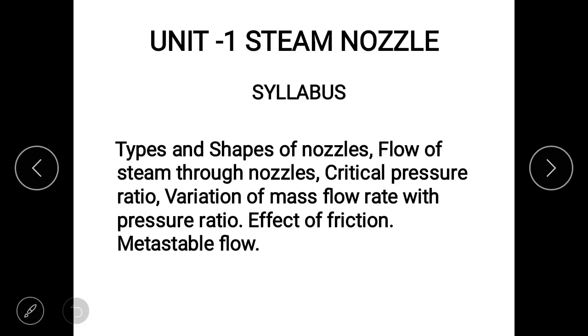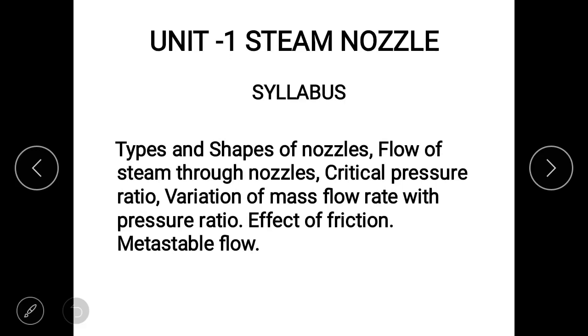In the subject Thermal Engineering 2, ME 8595, Unit 1 deals with steam nozzle. You already know about nozzle elegantly in fluid mechanics and thermodynamics itself. So now the detail of nozzle is to be represented in this presentation, especially the types of nozzle.